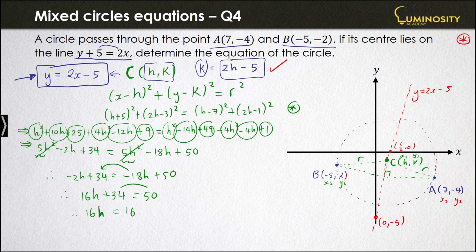Now that's quite nice in terms of the working out, because if I divide both sides by 16, I get h equals 1. And remember, we have an expression for k in terms of h. So if I substitute 1 in there, I'm going to get 2 times 1 minus 5, that's negative 3. So the coordinates I get for c is 1, negative 3.